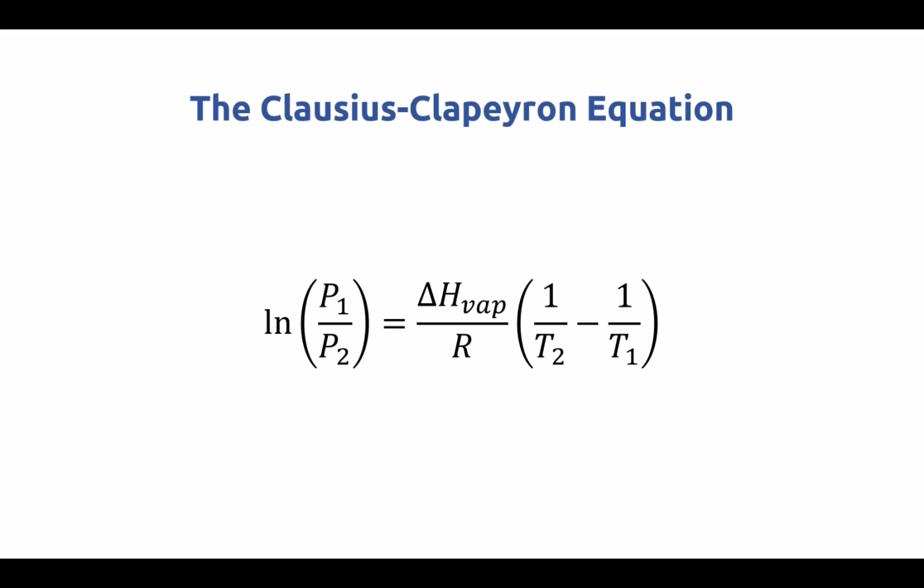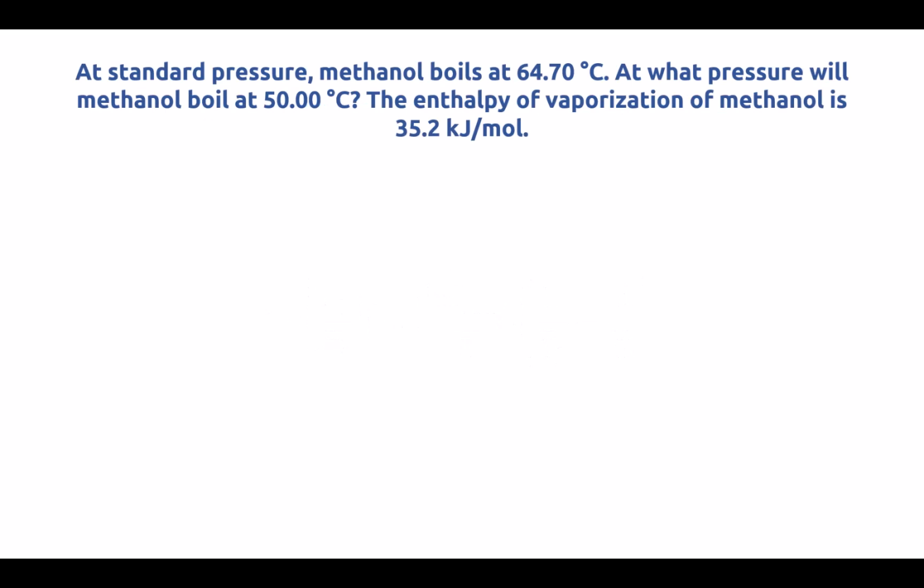In our last video, we talked about the Clausius-Clapeyron equation, when to use it, and how to solve for one of the unknown temperature values. In this video, we're going to go over that equation again, but this time we're going to cover how to solve for one of the pressure values when that is unknown. So here's an example question.